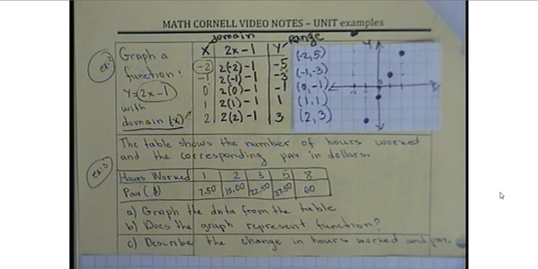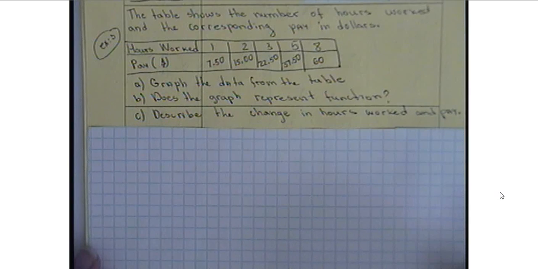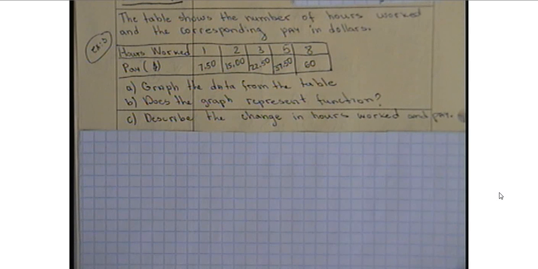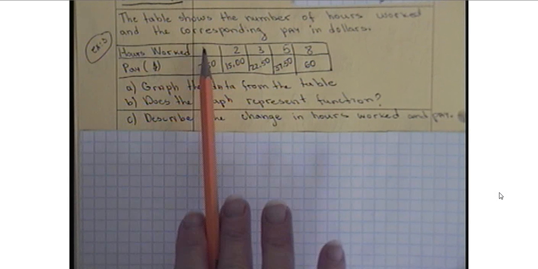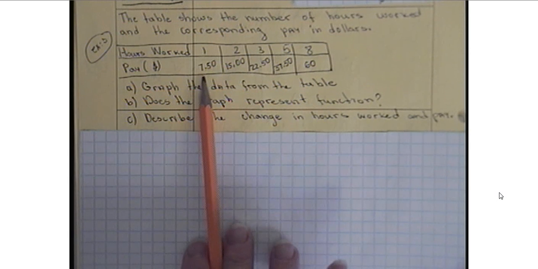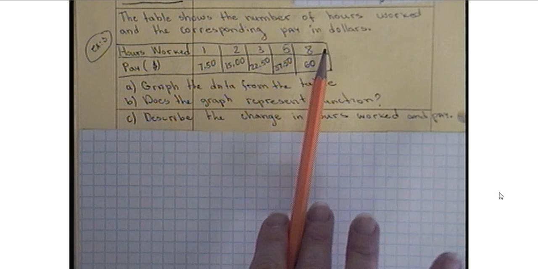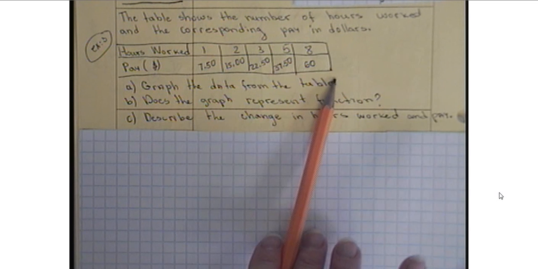Okay, so example number 3, which will be the last one for this lesson. The table shows the number of hours worked and the corresponding pay. So we have a certain job. We don't know what this job is, but it says if people work 1 hour, they get paid $7.50 an hour. If they work 2 hours, then they get $15. If they work 3 hours, $22.50. If they work 5 hours, $37.50. If they work 8 hours, then they get $60 pay.